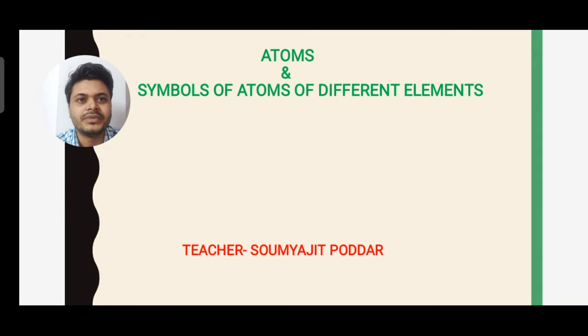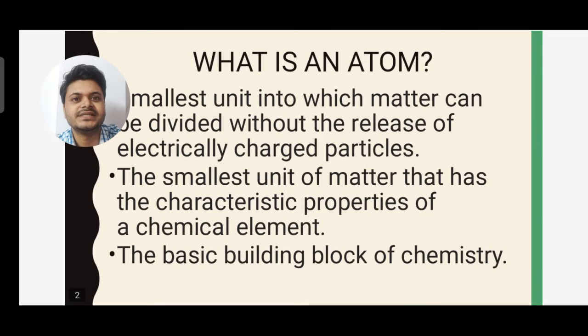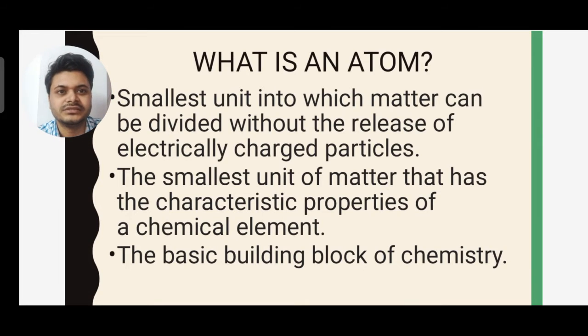Let's start with the topic atoms and symbols of atoms of different elements. Now what is an atom? Atom is the smallest unit into which matter can be divided. Matter can be divided without the release of electrically charged particles. It is the smallest unit of matter that has the characteristic property of a chemical element, the basic building block of chemistry. So it is the smallest unit of any matter.